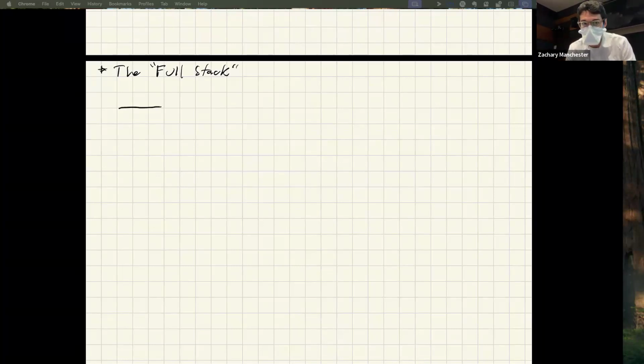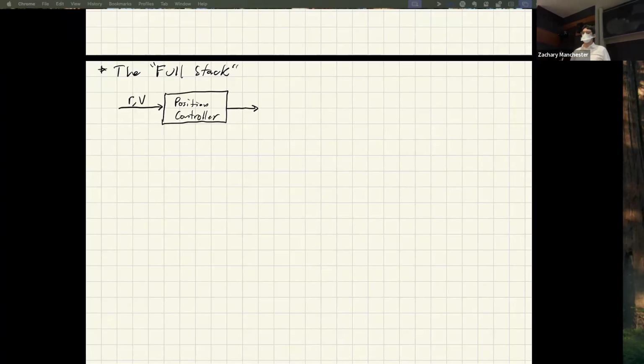This is also common for this rocket landing stuff. So we're going to have a state that's got a position and velocity for the vehicle. And then generally speaking, you're going to have a position controller. And this is actually the part we're going to talk about, the piece that gets solved with MPC.